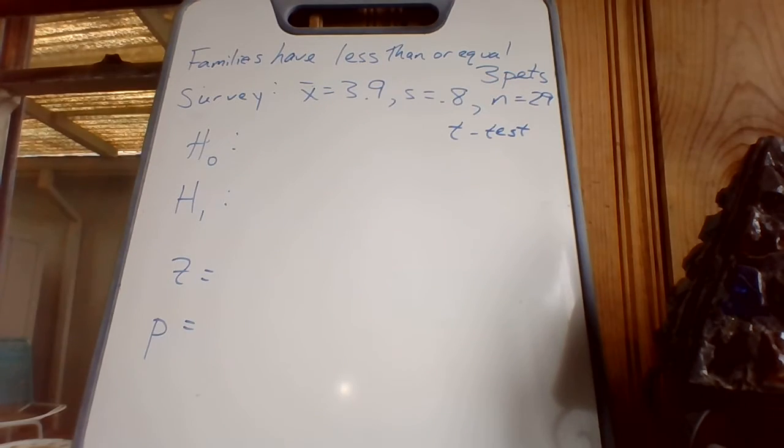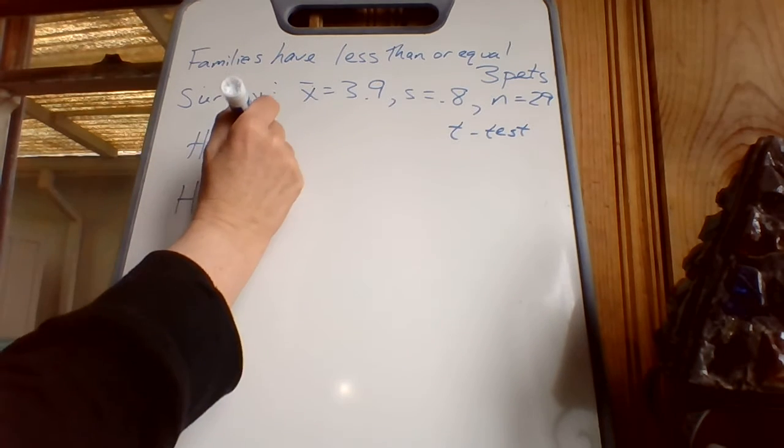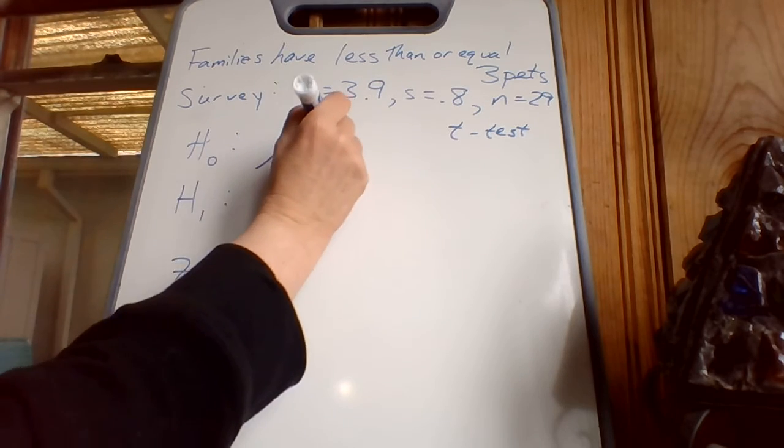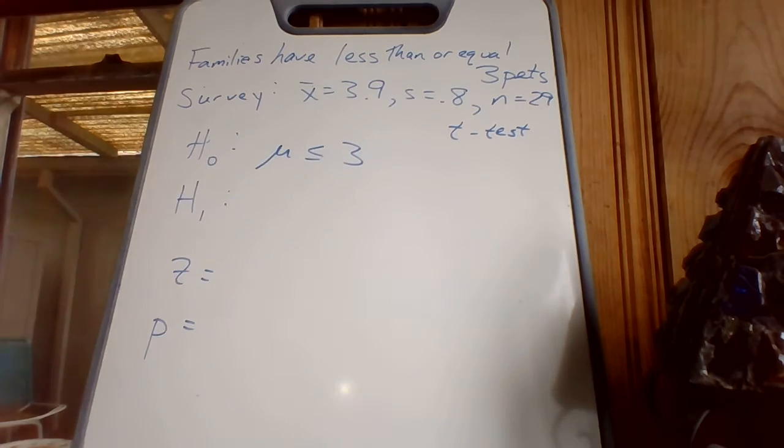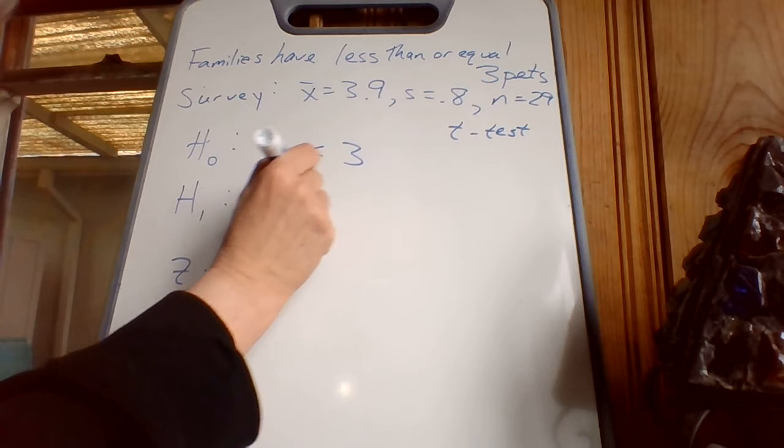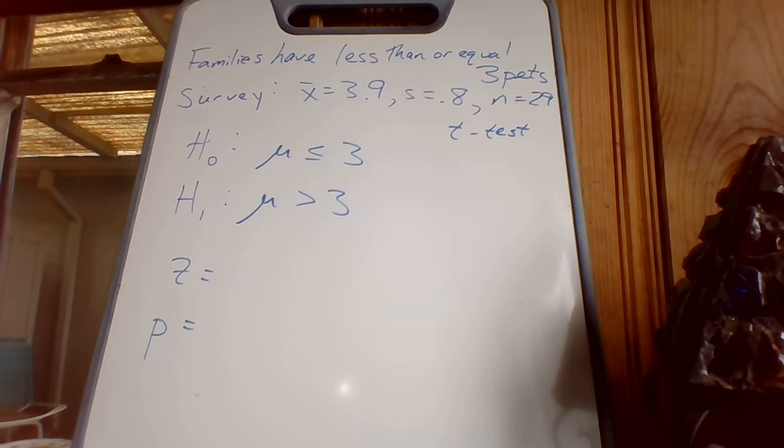All right, I got to write some hypotheses. Less than or equal to. Good, they said less than or equal to this time. Mu less than or equal to 3. That's what they said. The opposite of that is there. All right, time to go to the calculator.